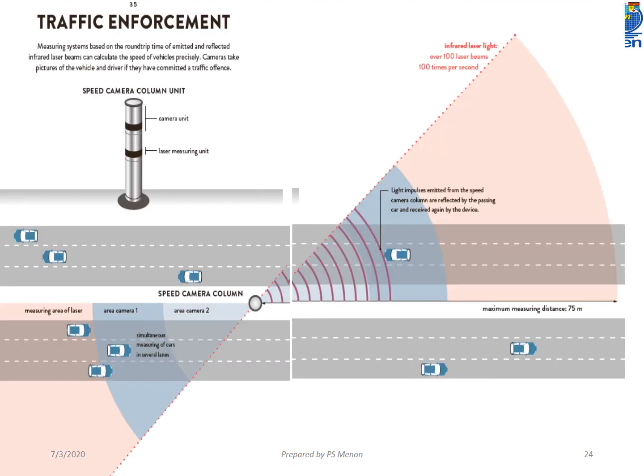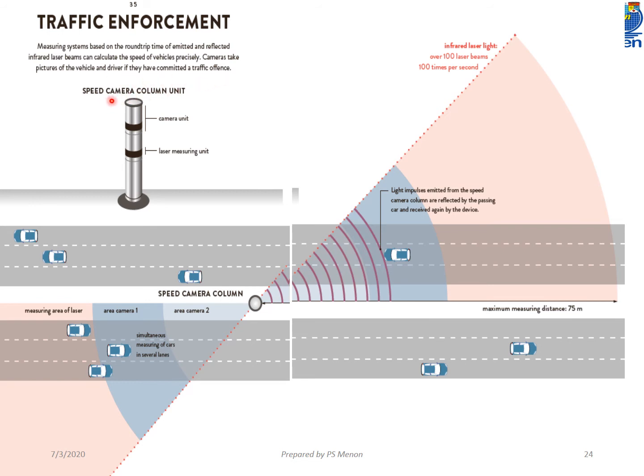Traffic. Not so very long ago, we had the AES system implemented in Malaysia. This is the way AES captures a speeding car. Measuring systems based on the round trip time of emitted and reflected infrared laser beams can calculate the speed of vehicles precisely. Cameras take pictures of the vehicle and the driver if they have committed a traffic offense.